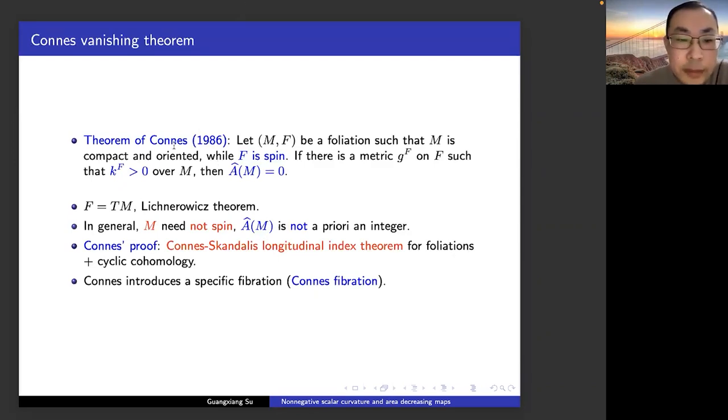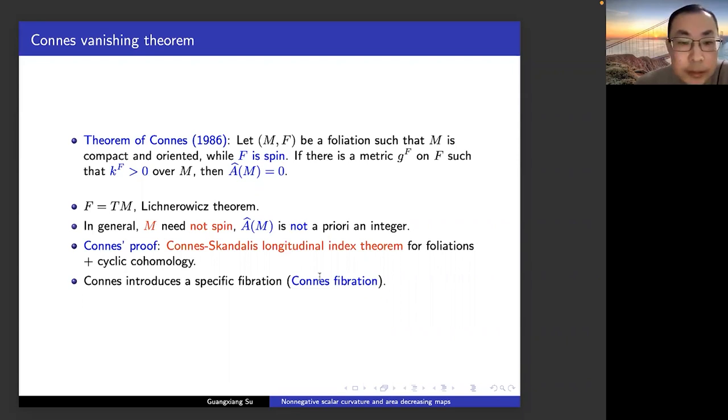So we have the famous Connes vanishing theorem. It says: let F be a foliation such that M is compact and oriented, while F is spin. If there is a metric on F such that the leafwise scalar curvature is positive, then the Â-genus is zero. In general, in this theorem M is not spin, so the Â-genus is not an integer. Connes' proof used Connes' longitudinal index theorem and cyclic cohomology. In his proof, he introduced a specific fibration, which we call the Connes fibration.